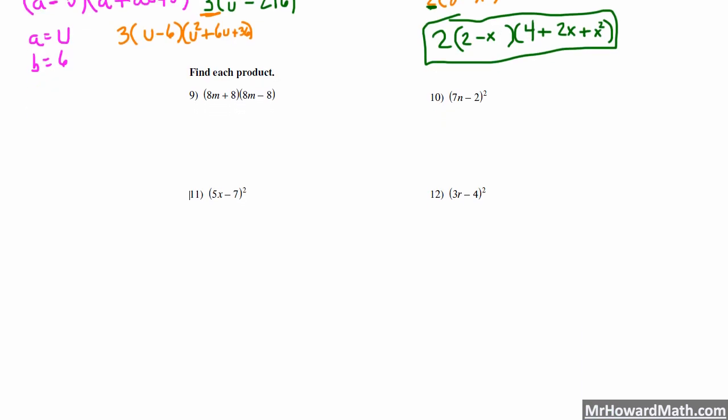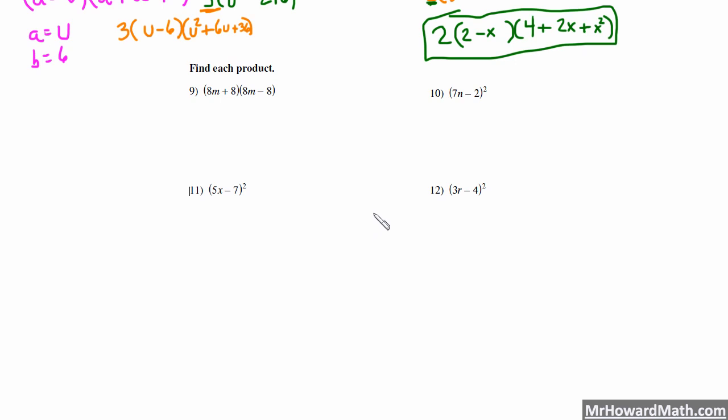Alright, so we want to look for the patterns here. We can already see that we have 8m plus 8, 8m minus 8. So that is looking like a plus b, a minus b, right? A plus b, a minus b. These two terms are the same, and these two terms are the same. So we've got the possibility of a plus b, a minus b, and that's exactly the pattern. So let's label a equals 8m and b equals 8.